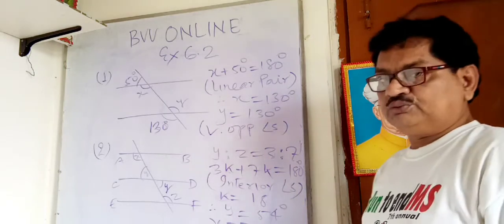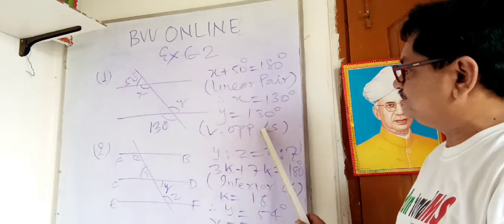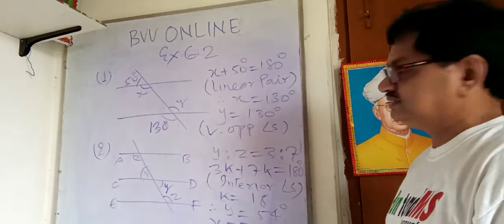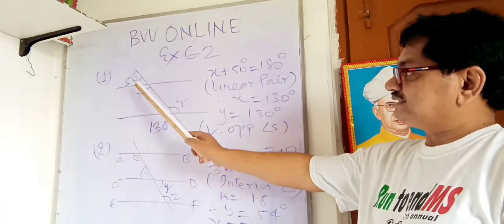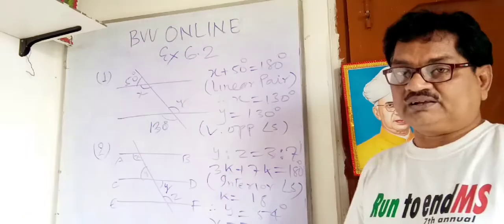And now we have got the equal values of x and y. X is also 130 degree, y is also 130 degree. And see, x and y are alternate angles, so these given lines will be parallel together.